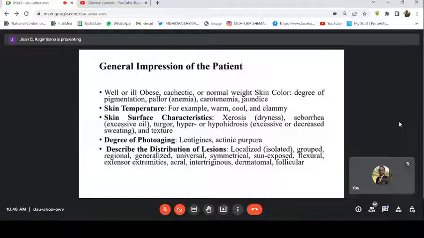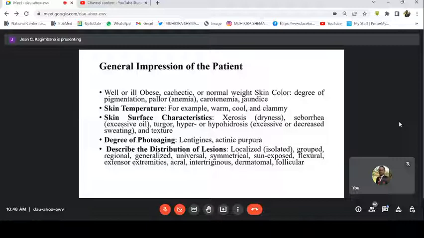Skin surface characteristics: dryness of the skin, excessive oil, seborrhea, hyper or hypohidrosis, excessive or decreased sweating, or the skin texture. The degree of photoaging, actinic purpura. Like in albinism, for example, they have these actinic purpura.